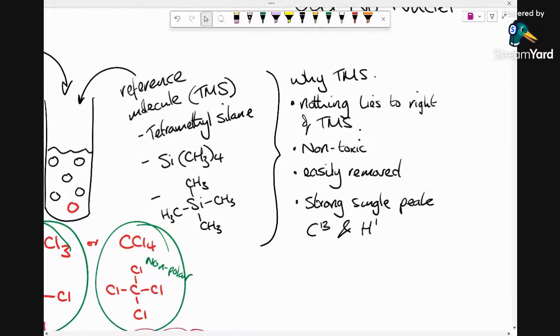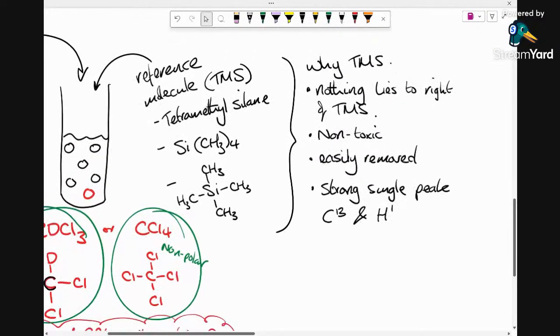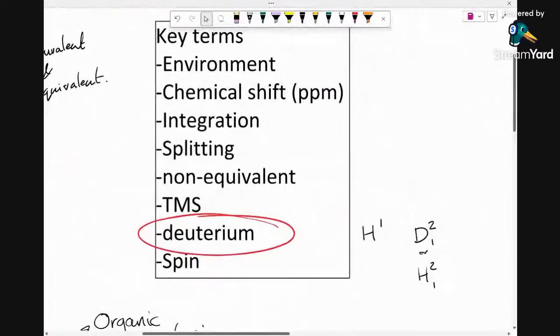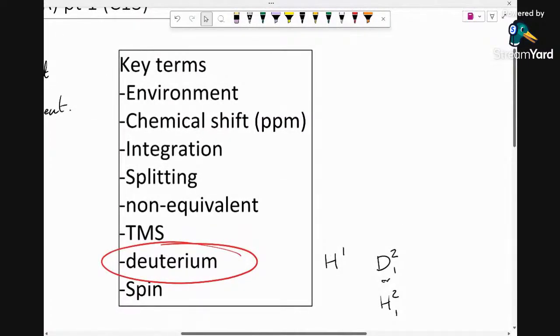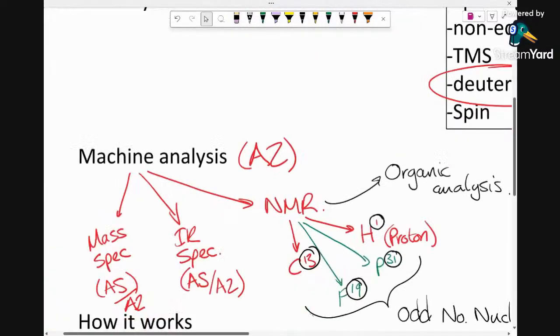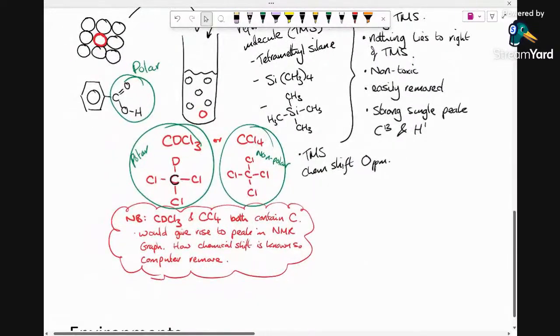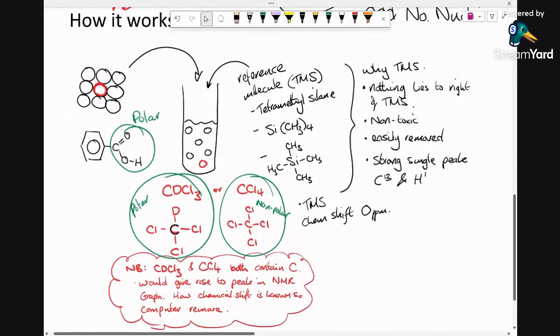It's got a chemical shift of 0. It's nice to add that onto the things to know about it. TMS chemical shift is 0 parts per million, 0 ppm. Yes, chemical shift is measured in ppm. I put this in my key terms. It does crop up every now and again as a multiple choice question: what's the units for chemical shift? Anyway, moving on. So now that we've done this, we've added our reference.